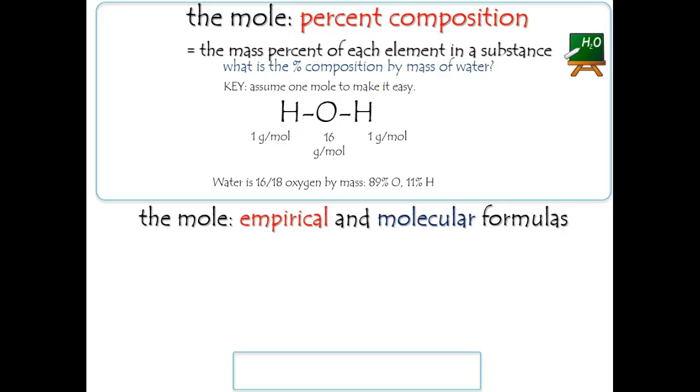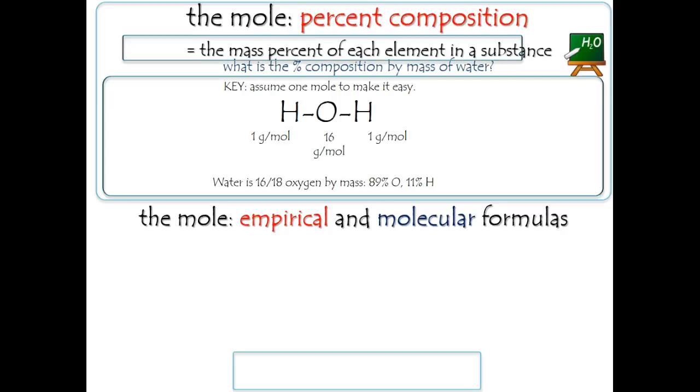Okay, empirical and molecular formula. The empirical formula is the simplest molar ratio for elements in a substance. And let's do a sample problem. The actual molar ratio for elements in a substance is the molecular formula. For example, benzene is C6H6, right? Each molecule has 6 carbons and 6 hydrogens. That would be its molecular formula.